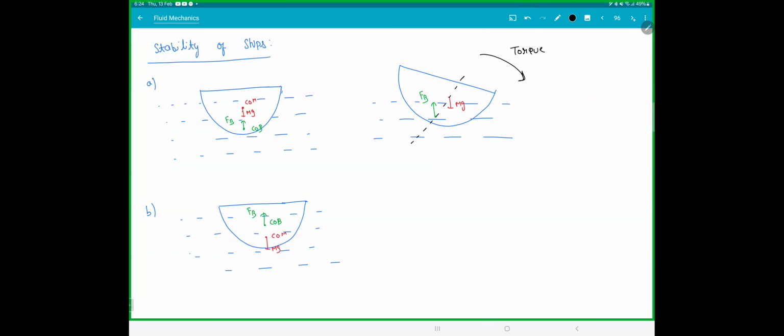What will happen? Will the ship stop? Will it come back? It will just keep going, right? This is an unstable equilibrium. The ship will completely turn and become reversed. The hull will come up and the ship will go down.